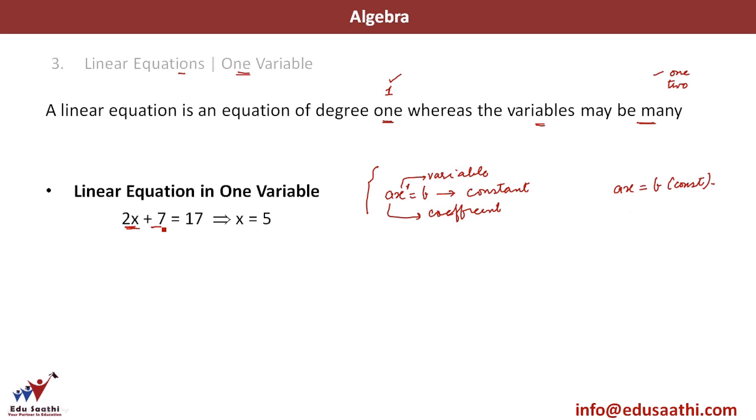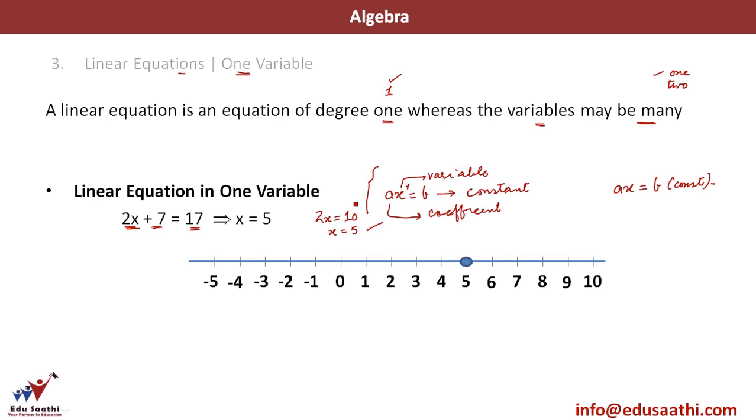So 2x plus 7 equals 17. I can write it as 2x equal to 10. So if I solve it out, the value of x would come out to be equal to 5. In 1 variable, actually the variable turns out to be a constant. So if it's a linear equation in 1 variable, the variable will turn out to be a constant thing. If you have to express it on the number line, the value of x would be equal to 5. So this will be the point that you will have, which will be a constant thing on a number line that extends from minus infinity to plus infinity.